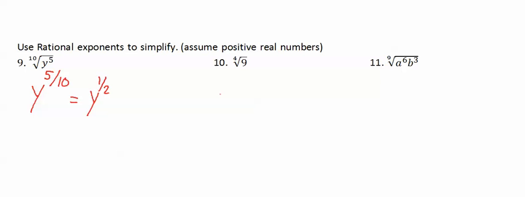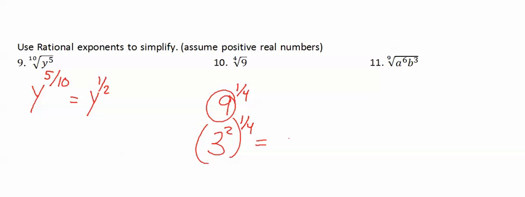I can do the same thing here: 9 to the 1/4 power. Another way to work with this is to know that 9 can be written as 3 squared. So now I have 3 squared to the 1/4, which is 3 to the 2/4, or 3 to the 1/2. And so what I'm going to get is the square root of 3.